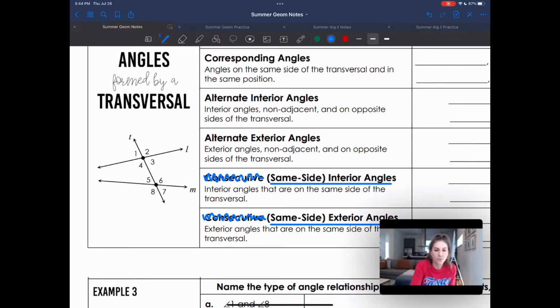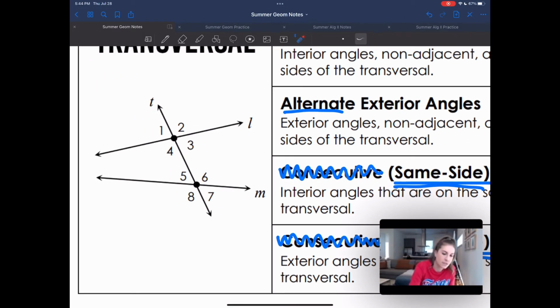Really the big difference here, if you kind of ignore corresponding angles for a second, you've got alternate angles and same side angles. Let's take a look at what just that part means in determining which is which. If I picked a couple of example angles here, so I'm going to pick like angles 4 and 6 for just a second. I want you to always locate your transversal line first.